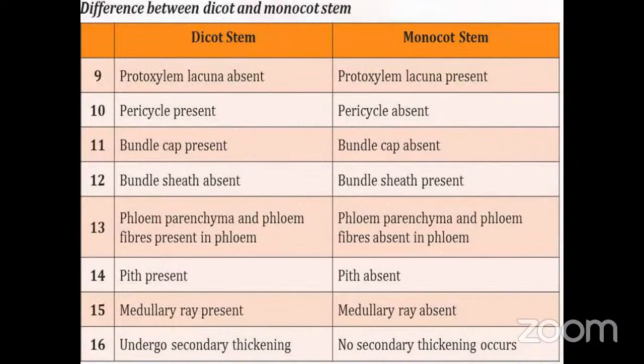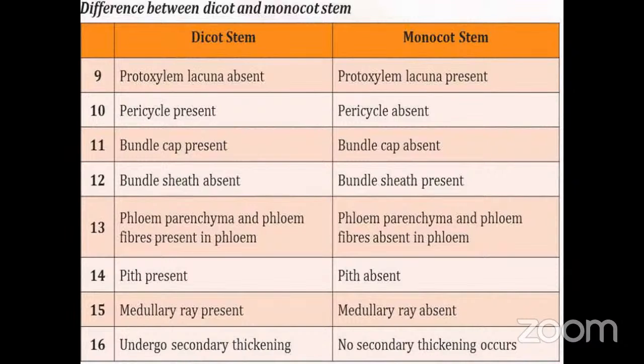Let us continue the differences between dicot and monocot stems. Protoxylem lacuna is absent in dicot stems, and in the monocot stem, protoxylem lacuna is present. In the dicot stem, pericycle is present, and in the monocot stem, pericycle is absent. In the dicot stem, bundle cap is present, and in the monocot stem, bundle cap is absent. In the dicot stem, bundle sheath is absent, and in the monocot stem, bundle sheath is present.